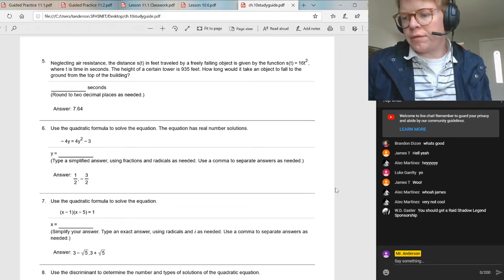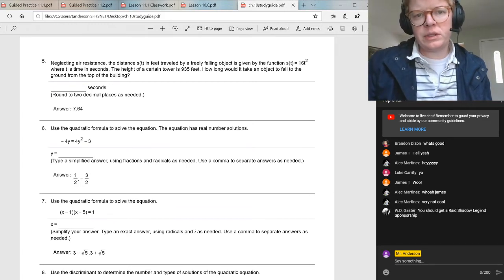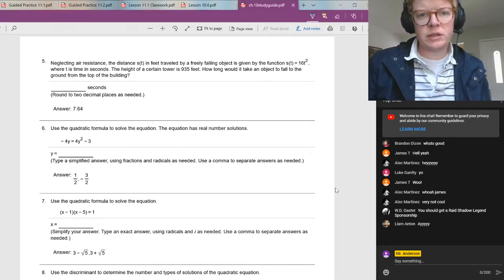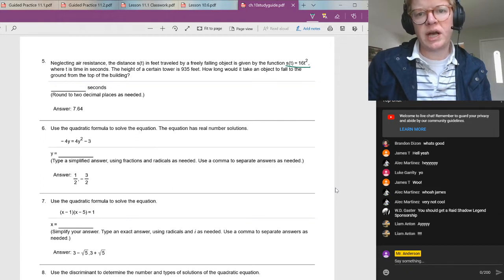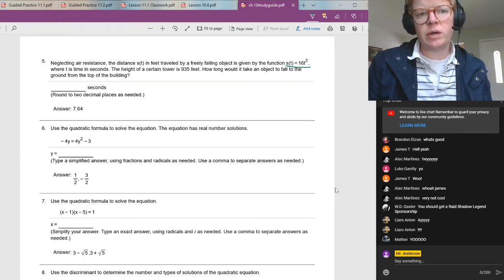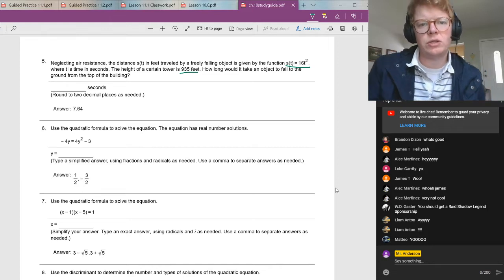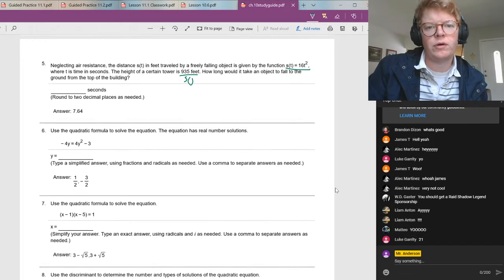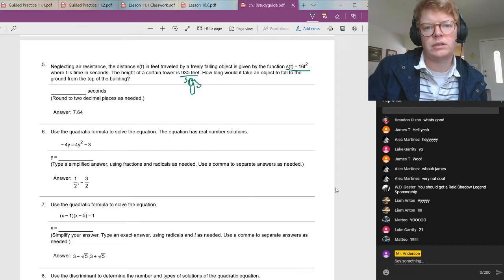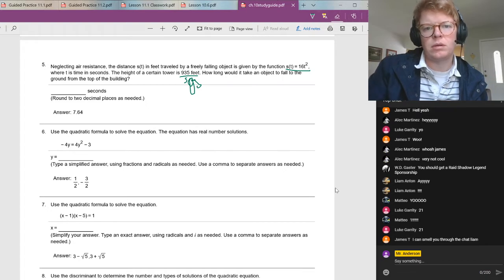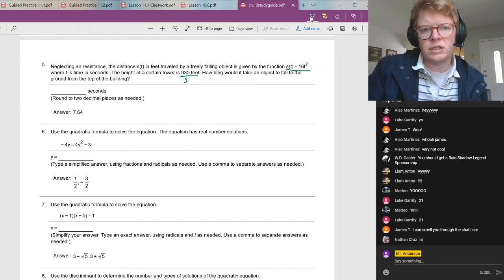Okay, number 5 is very similar to what we did with the projectile motion project. And it's not too bad. We have this function, s of t, and s of t is the height, equals 16t squared. We want to know the height of a certain tower, how long does it take to fall? This is what we're going to plug in for s of t.